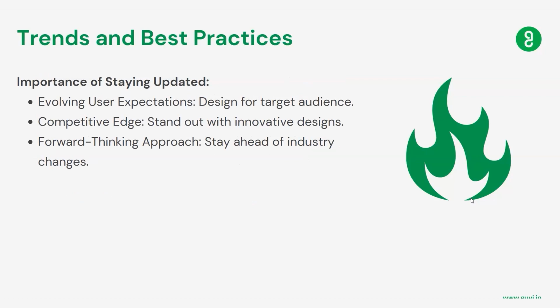So first one is user expectations evolve rapidly. What you expected four or five years ago, you now expect more from any particular application. What if I gave you the same Facebook interface that you were using in 2017, or Instagram or Tinder? As a user, you are always expecting evolution. So by staying updated, you as a designer can understand what users expect and adapt your design accordingly.